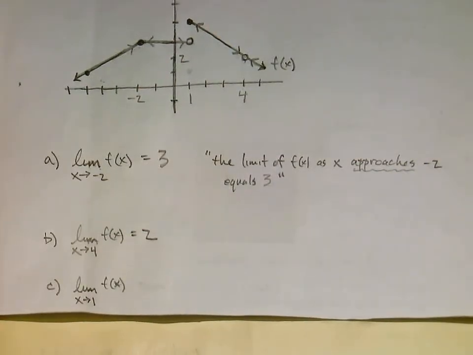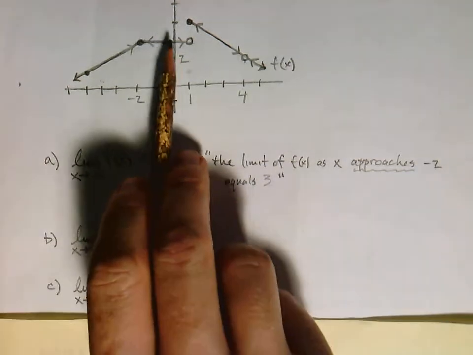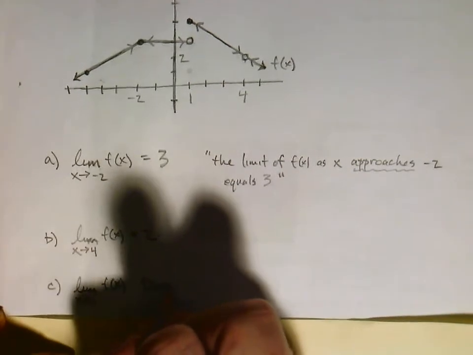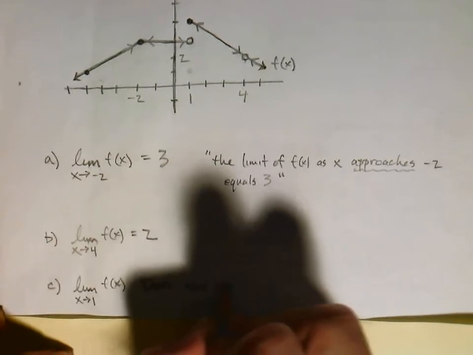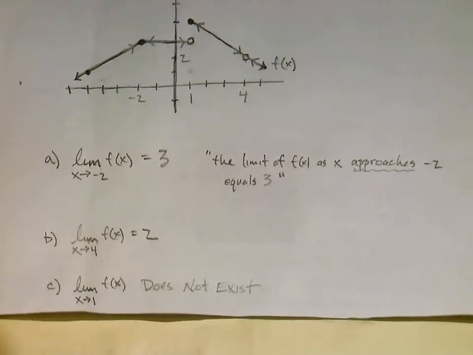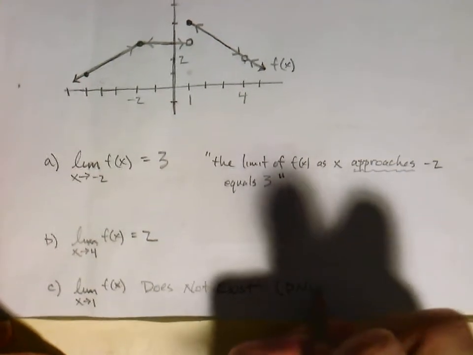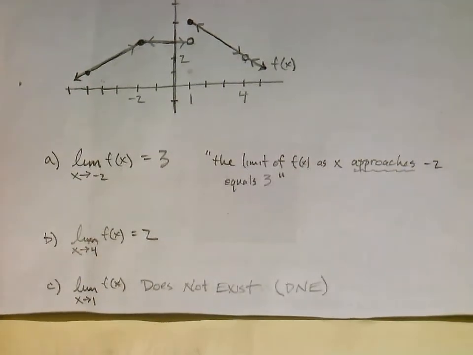Well, does that mean there are 2 answers? No. Both sides, the left and the right, need to be coming to the same location. So if one side is going to 3 and the other side is going to 4, then we don't have an answer. And we write does not exist, or you often see the abbreviation DNE. There is not an answer to that limit, or you might say the answer is does not exist, DNE.